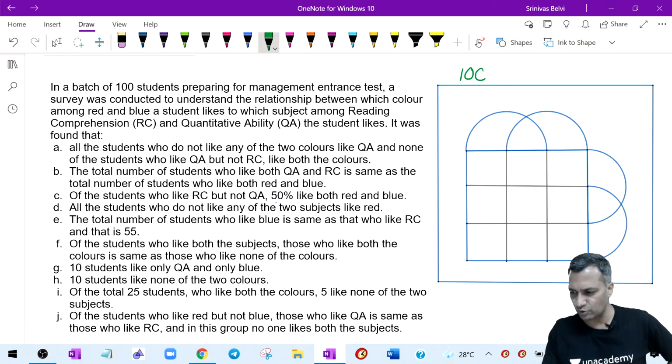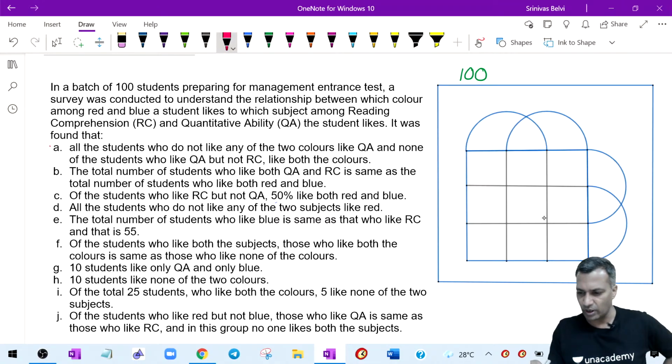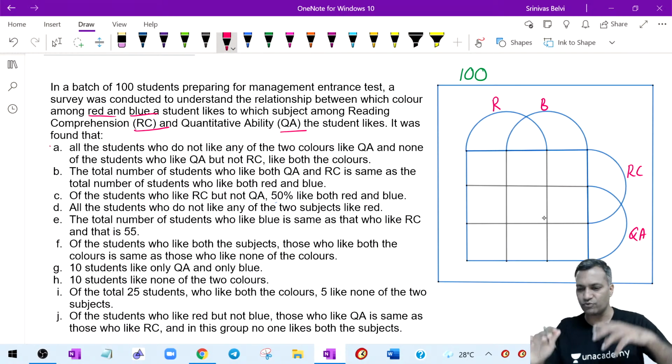Let me represent this data. Do it with me, everybody. 100 students. Then some generic information here. What are the things out here? We are looking for red and we are looking for blue. So I will represent this: one cylinder for red, one cylinder for blue, then one cylinder for RC, reading comprehension, and another cylinder for quantitative ability. Fair enough. These are my 4 cylinders.